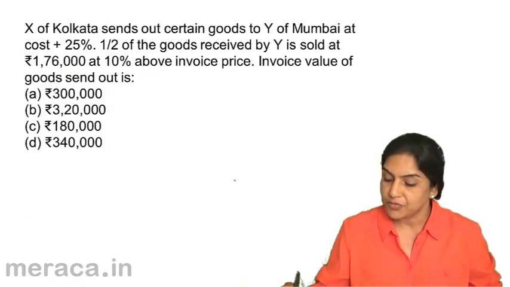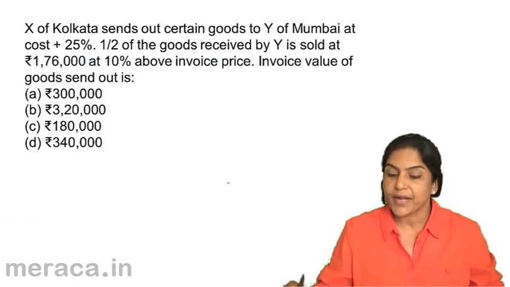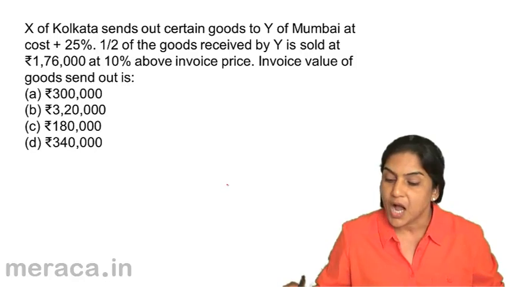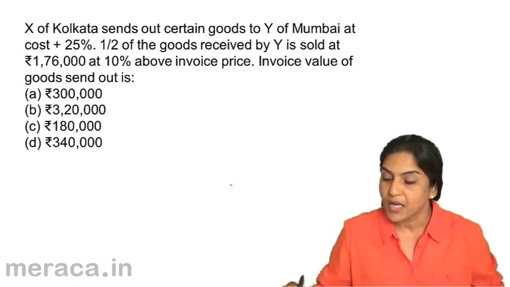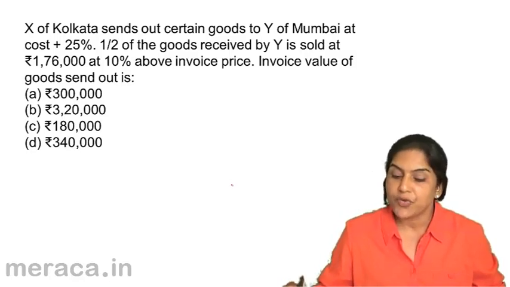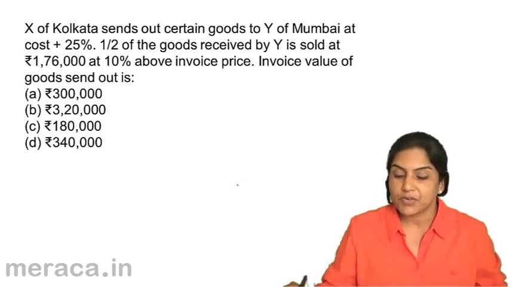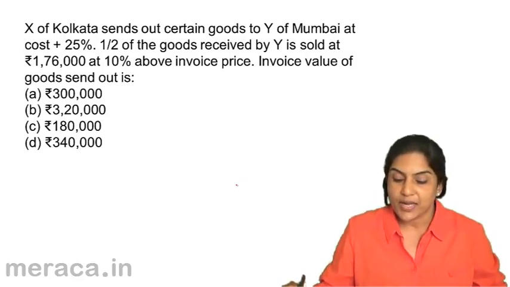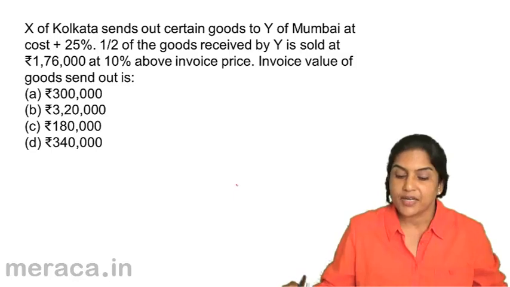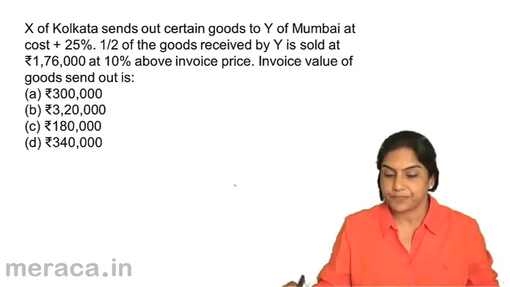Next, X of Kolkata sends out certain goods to Y of Mumbai at cost plus 25%. Half of the goods received by Y is sold at 1,76,000 at 10% above the invoice price. Invoice value of goods sent out is A, 3 lakhs, B, 3,20,000, C, 1,80,000 and D, 3,40,000.